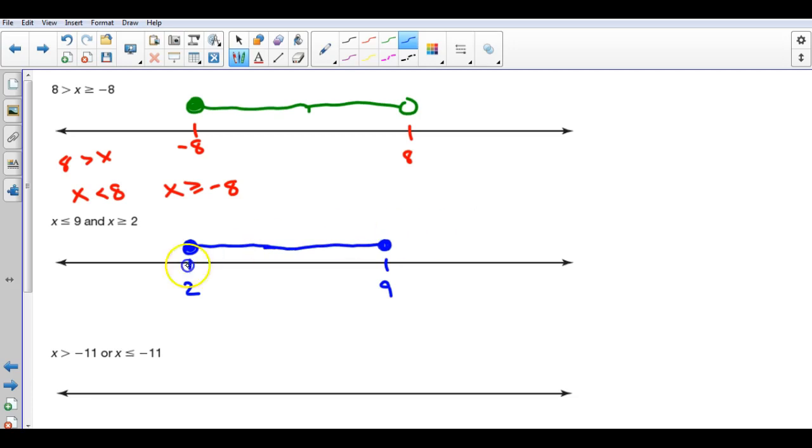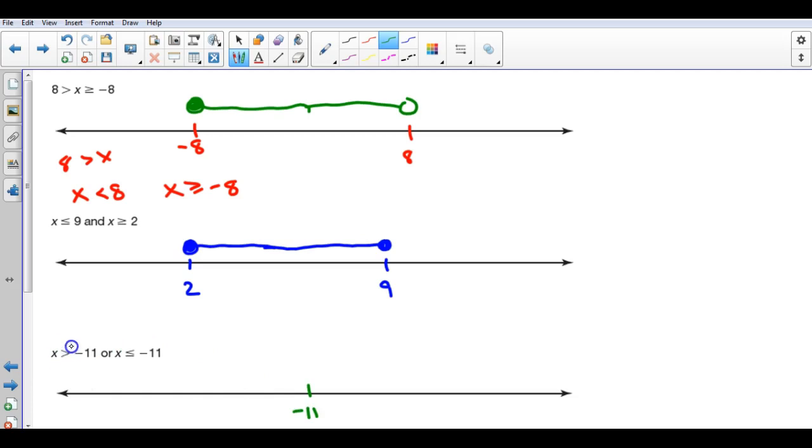And then we have our last one. X is greater than negative 11, or x is less than or equal to negative 11. So this is a really weird problem. Reason being is we only have one number here. That one number is negative 11. So let's break this up.